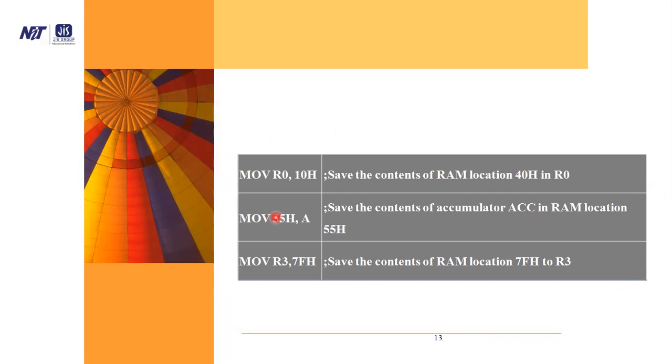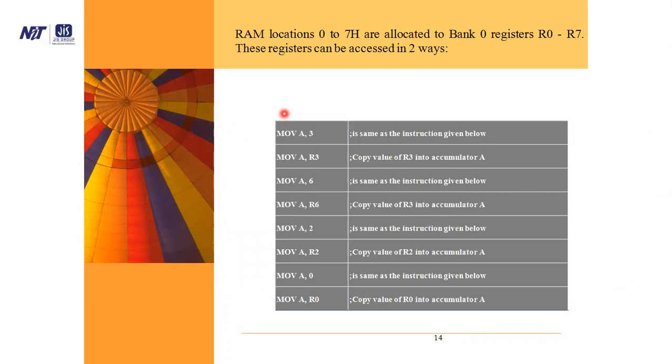MOV R0, 40H: save the content of RAM location 40H in R0. MOV 55H, A: save the content of accumulator ACC in RAM location 55H. MOV R3, 7FH: save the content of RAM location 7FH to R3. RAM locations 0 to 7FH are allocated, and bank 0 has registers R0 to R7.